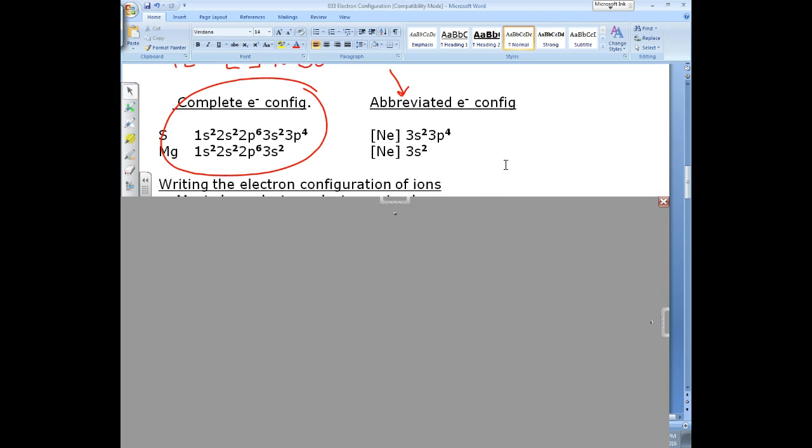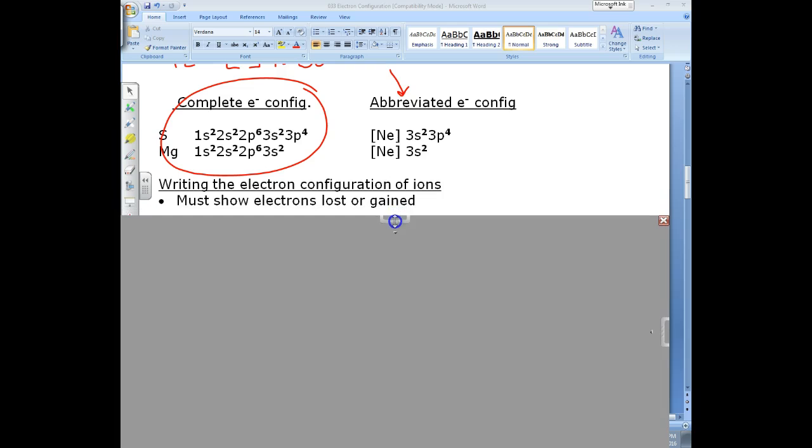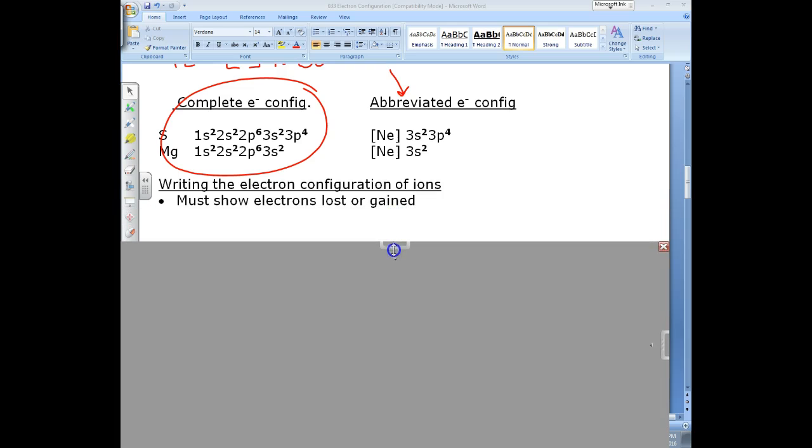Now we're going to talk about writing the electron configuration of ions. When ions have gained or lost electrons, in our electron configuration we must show those electrons that are lost or gained. If we look at sulfur, sulfur's electron configuration is right here at the top, just writing it as it appears.